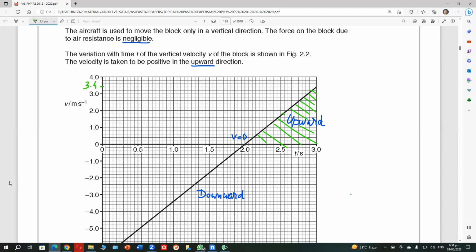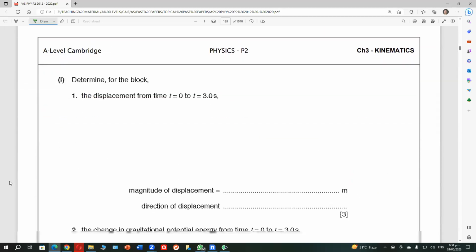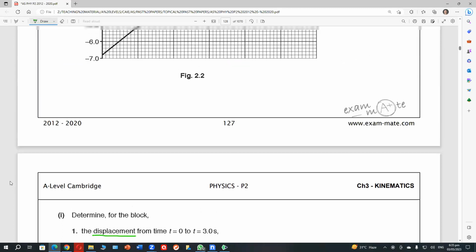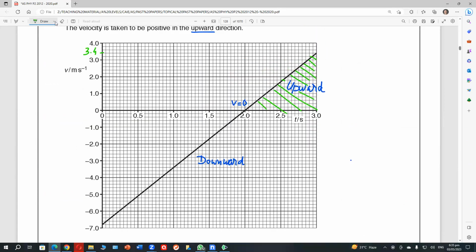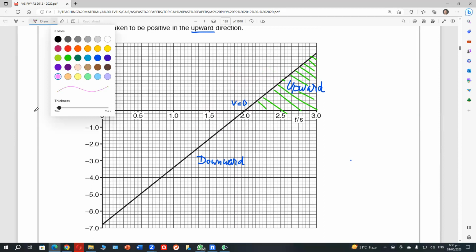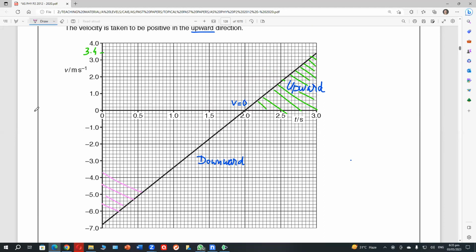But from 0 to 2, the motion is downward, so we'll also count that. No, I think I am looking for the same, because it uses the word displacement. When displacement is required, the method is very simple: area above the x-axis minus area below the x-axis. Displacement is a vector quantity. So we have a displacement above the x-axis, and we have a displacement below the x-axis.